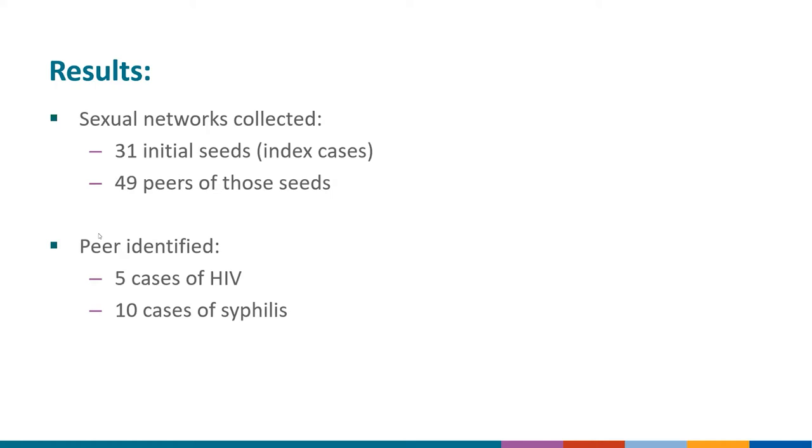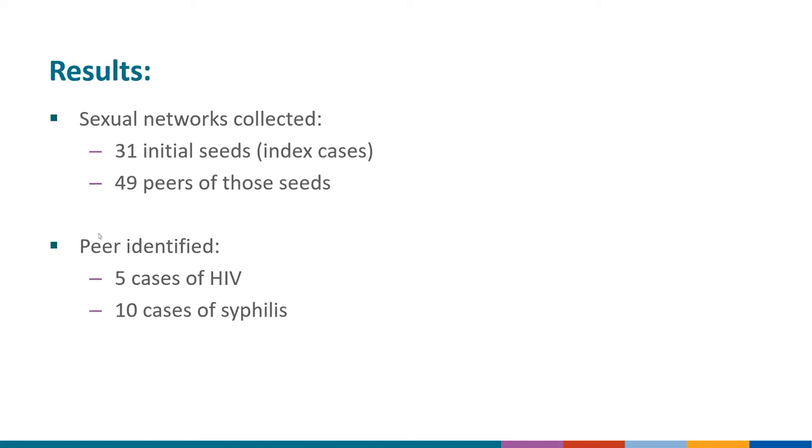I'm not gonna spend too much time on the outcome because I'm pretty sure there's another paper that will talk more about that, but just a very few items here. We collected a sexual network of 31 initial seeds, and then those produced 49 peers. And then there were 5 cases detected with HIV among those peers, and 10 cases of syphilis, as an outcome for the project.